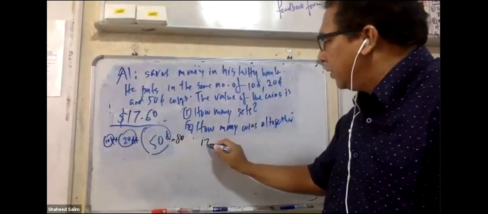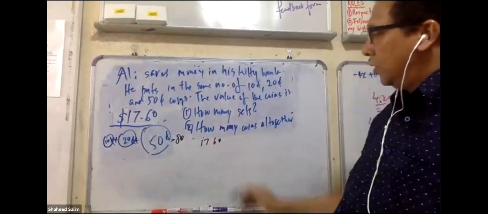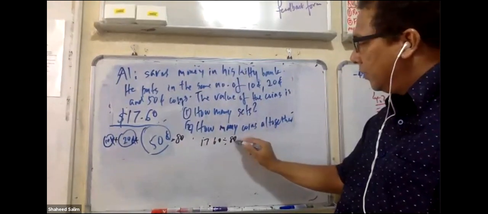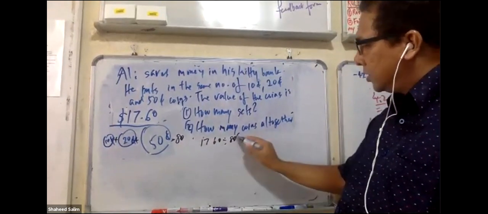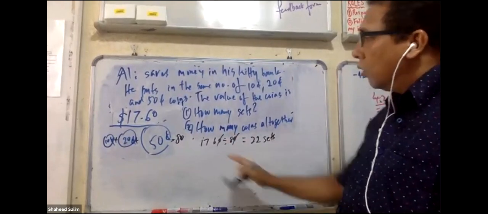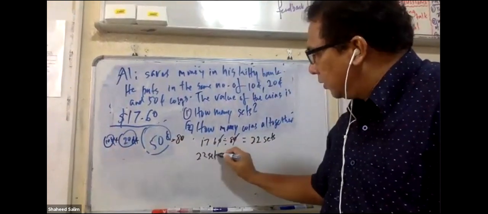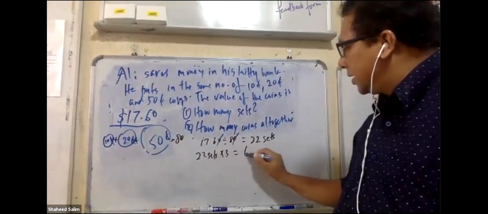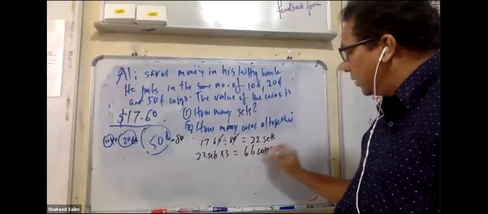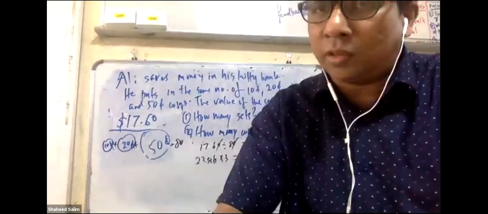So the value is $17.60. How many cents is this? 1760. Divided by 80 to get the number of sets. You get 22. 22 sets. One set is 3 coins. 22 sets, you just times by 3, you get 66 coins. And that's it. There will be more questions like this later on.